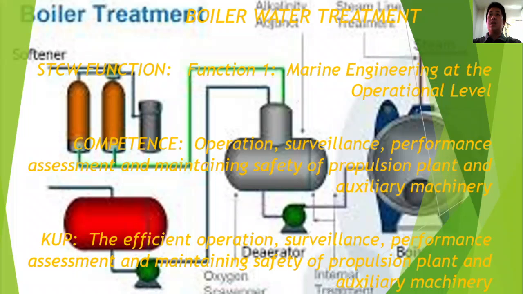I will discuss boiler water treatment. This topic is taken from STCW Function 1, Marine Engineering at the operational level. Competence: operation, surveillance, performance assessment, and maintaining safety of propulsion plant and auxiliary machinery. KUP, which is knowledge, understanding, and proficiency: the efficient operation, surveillance, performance assessment, and maintaining safety of propulsion plant and auxiliary machinery.